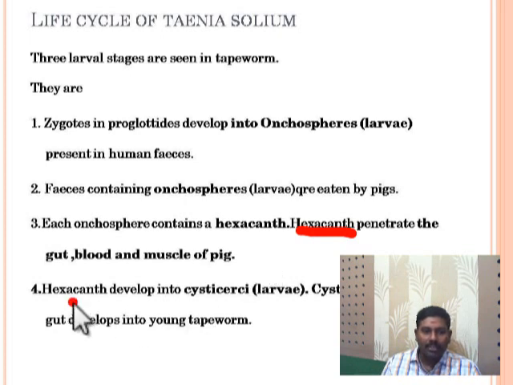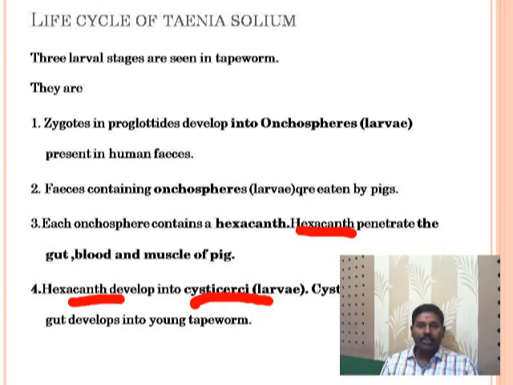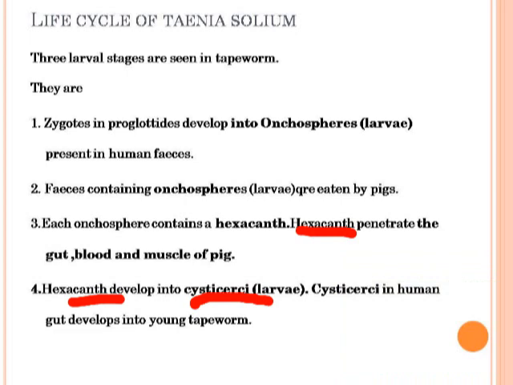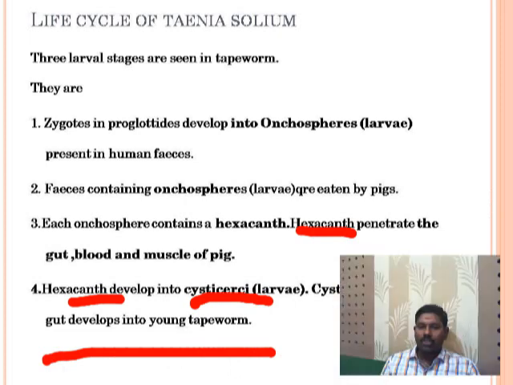This hexacanth will develop into the cysticercus larva. This cysticercus larva will enter our human body and reach the gut region of humans. So how many larvae are there? Oncosphere, hexacanth and then cysticercus larva. These three important larval stages are present in the tapeworm.